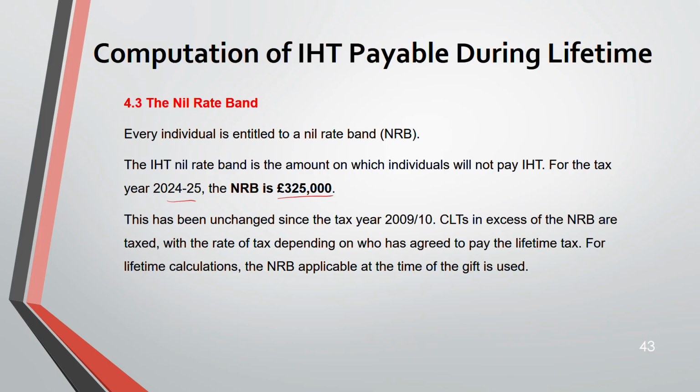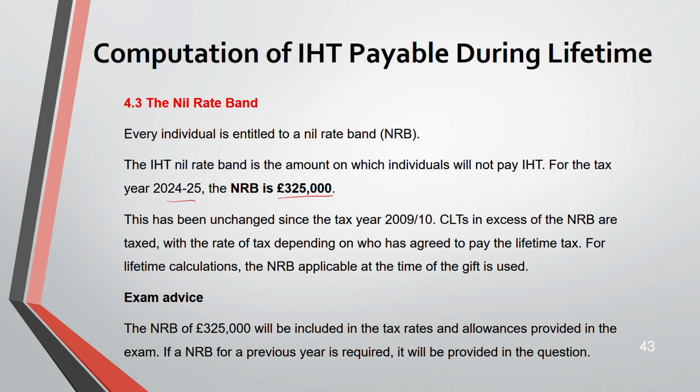This has been unchanged since the tax year 2009 to 10. Since then, it is 325,000 only. So, any chargeable lifetime transfer in excess of the nil rate band is taxed. Of course, the rate of the tax will depend on who is paying, the transferor or the transferee. Okay. So, for lifetime, the NRB applicable at the time of gift is used. Now, the NRB of 325,000 is provided to you in your exam, under the tax rates and allowances. If NRB for the previous year is required, it will be provided in the question.